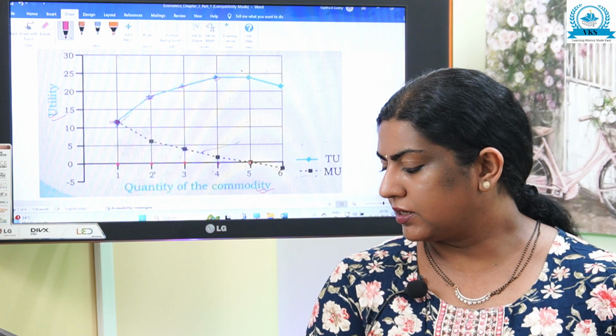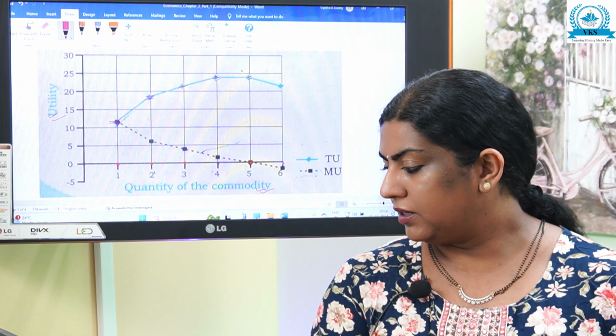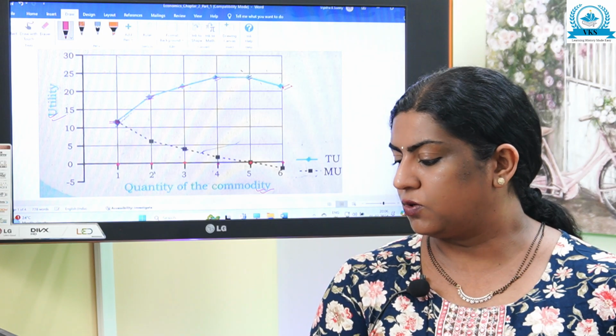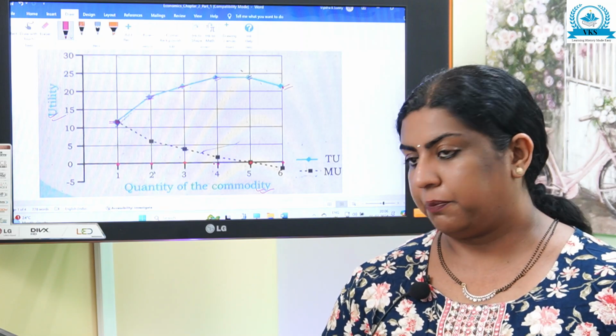When the fifth one is consumed, it remains the same, that is 24. And by the time the sixth one is consumed, it comes down to 22. So this is how the utility is changing.